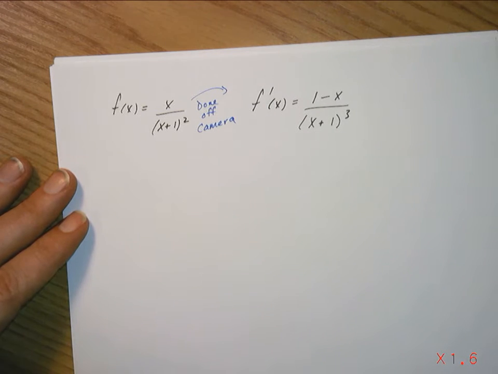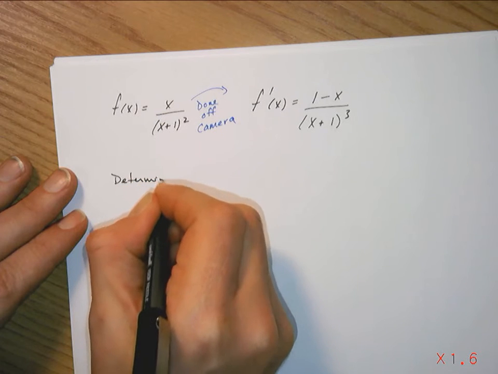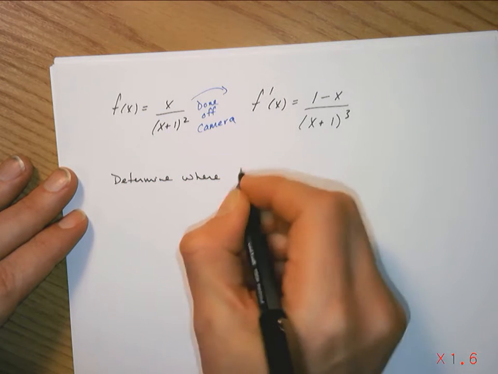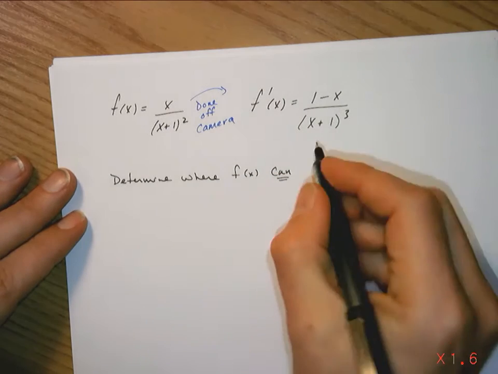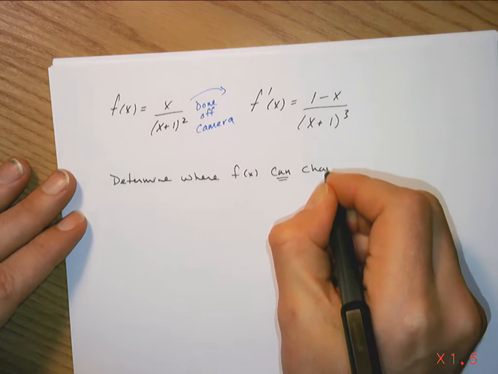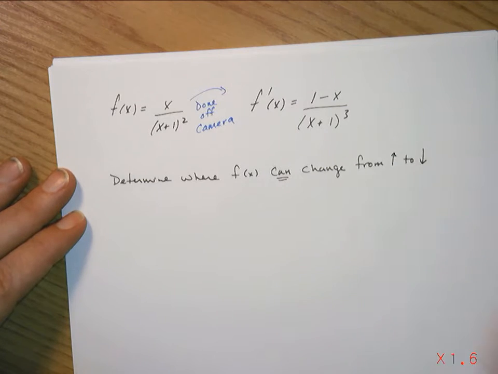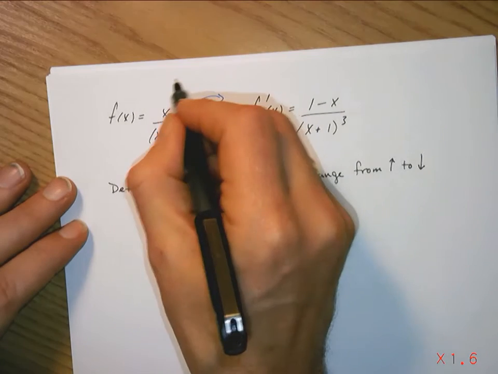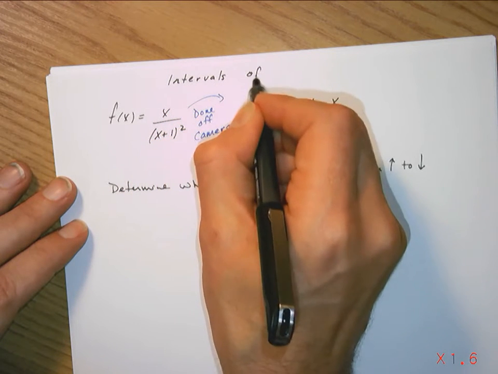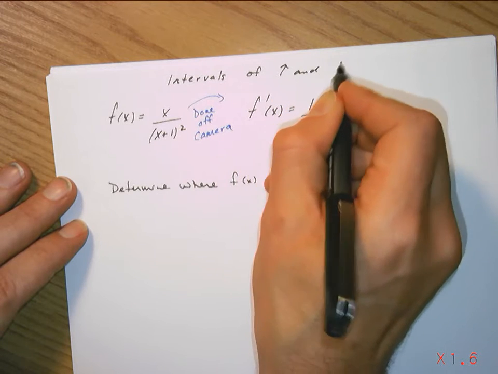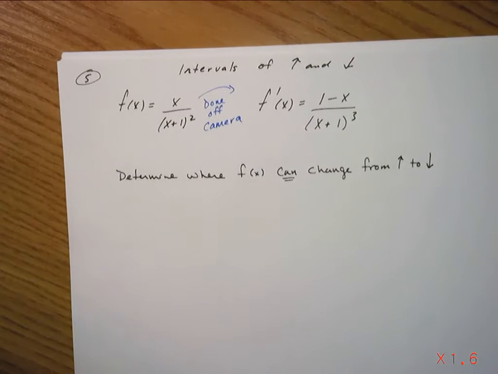Okay, so what we want to do is determine where f of x can, now it doesn't mean that it necessarily has to, but can change from increasing to decreasing, or vice versa. Oh, by the way, these are called intervals of increase and decrease. And it's characteristic 5 that we're looking at.